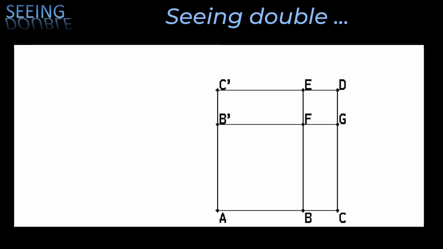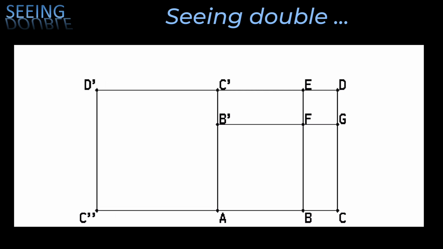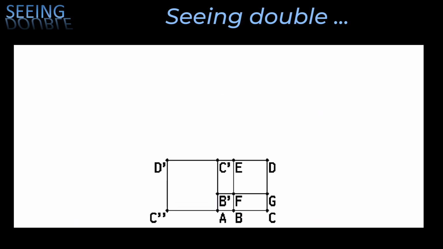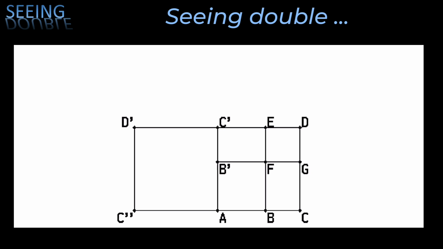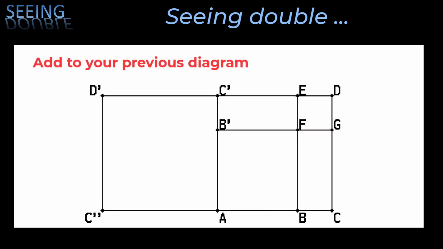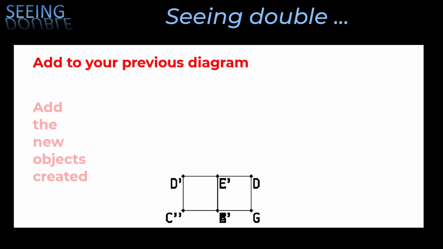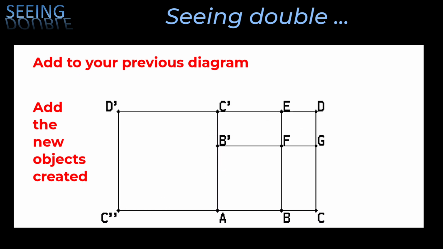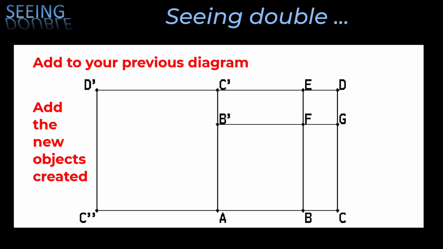Now let's double up on line segment AC, reflecting C about AC dash to create the point C double dash. While we're at it, let's reflect point D about AC dash to create the point D dash, giving us this diagram. Pause the video now and add to your previous diagram. Add the new mathematical objects that have been created. What is the relationship between these new objects and the ones studied previously?